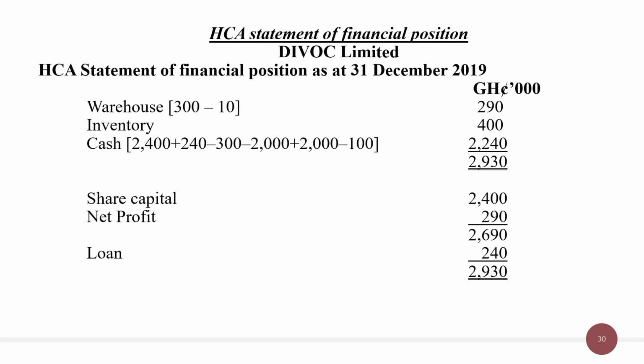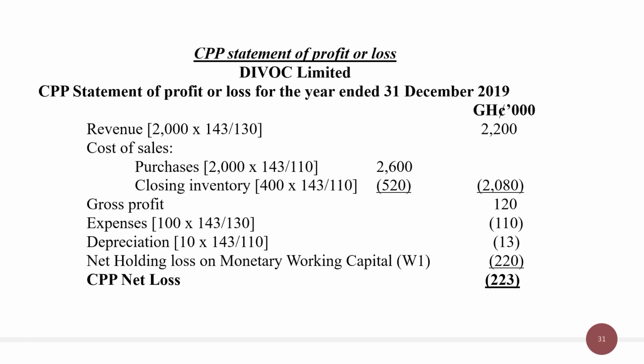And then the warehouse, the carrying value, the inventory, the cash. You have to build the cash. And your share capital too, for your net profit will come in, and your loan. This we know. If you cannot prepare this, please learn to prepare it. Then you take the historical financial statement, and now you impose the CPP financial statement on it by indexing all the items. Look at it.